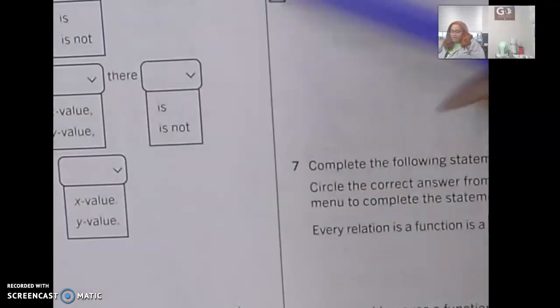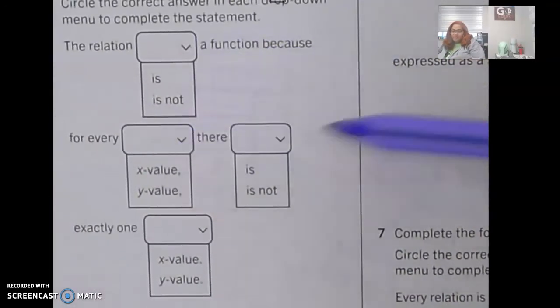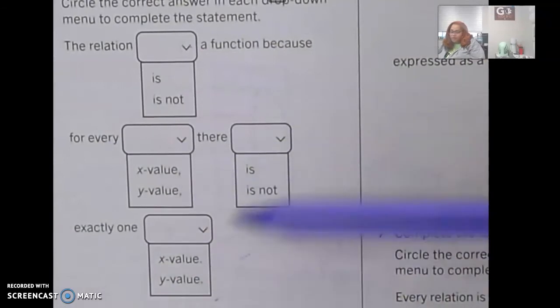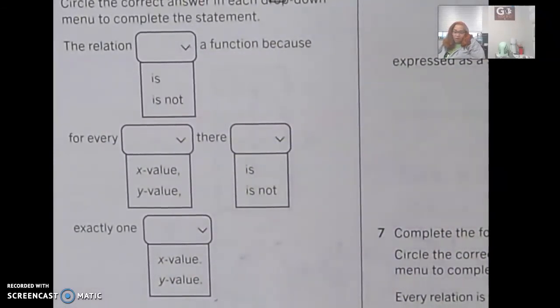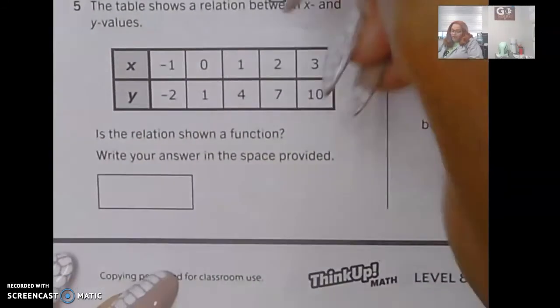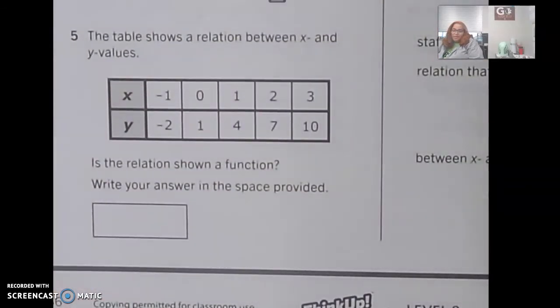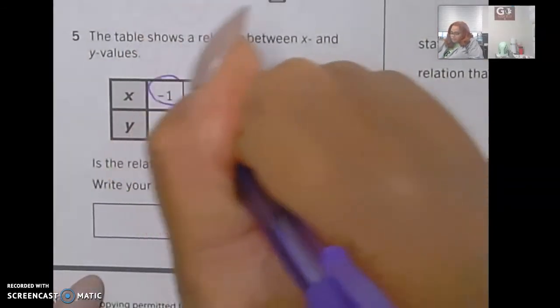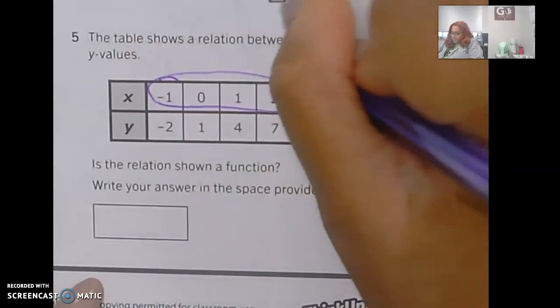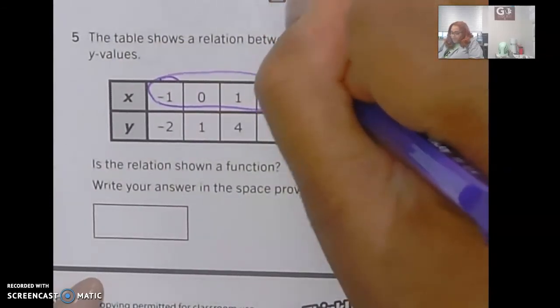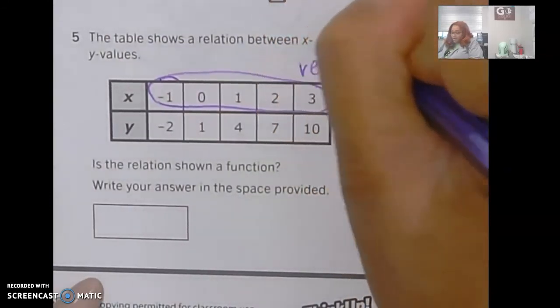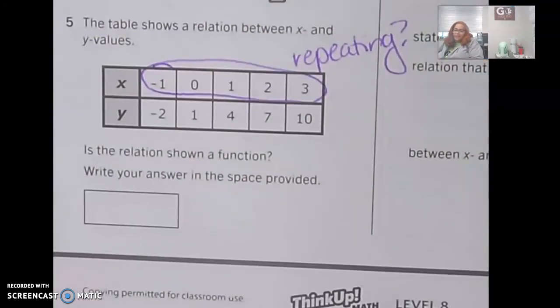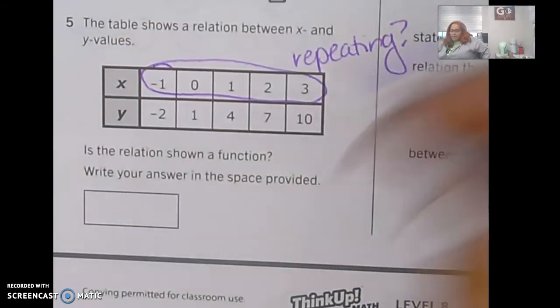Number 5, make sure that you choose this properly. There's 4 pieces to this. If you get one wrong, then it's going to be a quarter of it wrong. Number 5, the table shows a relation between x and the y values. Do these repeat? If they're not repeating, then it's a function. If they do repeat, then it's not a function. The y values don't matter. This is a yes or no.